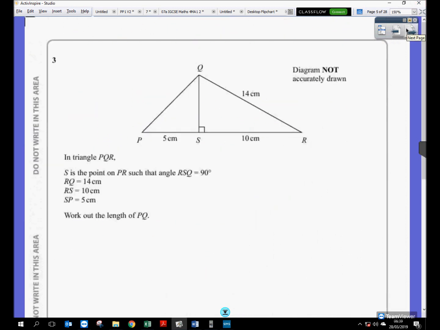Okay, next question. So work out the length of PQ. Now, the majority of the time when you have 2 right-angled triangles backed onto each other, it usually means that you need to work out the connecting line in between. So, we have to work out QS in order to work out PQ. PQ is over here. We need QS first of all.